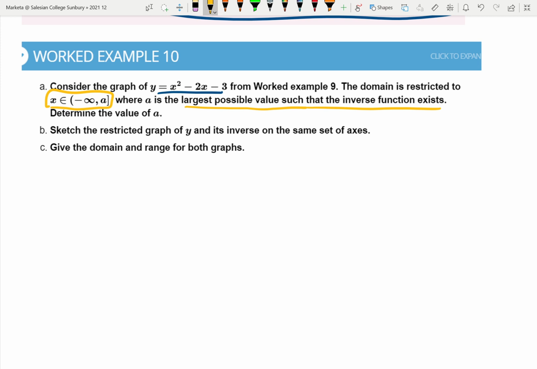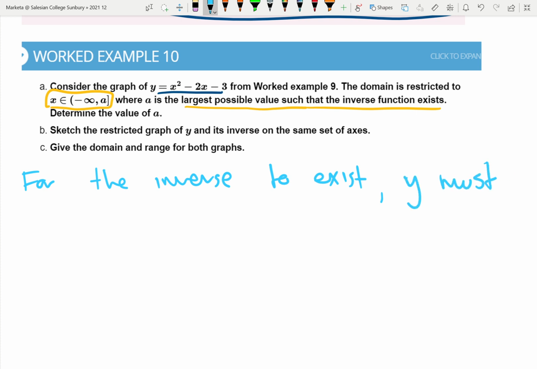So we know for the inverse to exist, y must be a one-to-one function. And I should be careful there: for the inverse function to exist, because we saw we can get an inverse, but it's not a function.